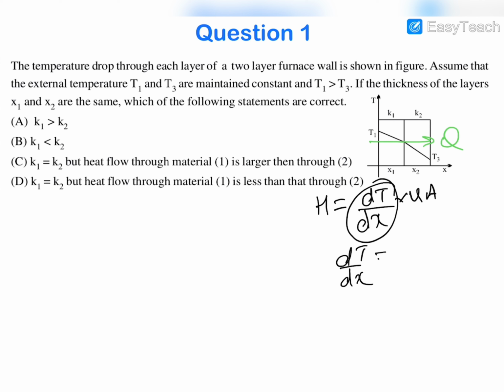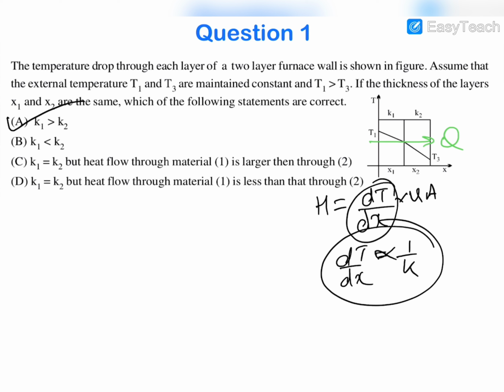move in the forward direction, then temperature will decrease, and it is inversely proportional to K, which means that the material which has greater magnitude of slope will have a smaller value of K. Because if K is small, then dT by dx will be greater in magnitude. So you can see that the greater magnitude of slope is in the second slab. Therefore we can say that the K of second slab would be smaller. So the correct answer would be A.